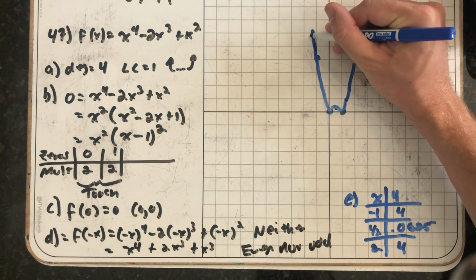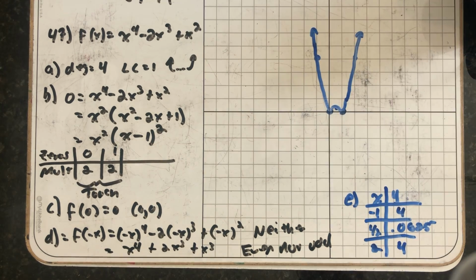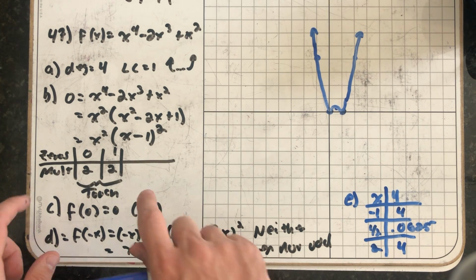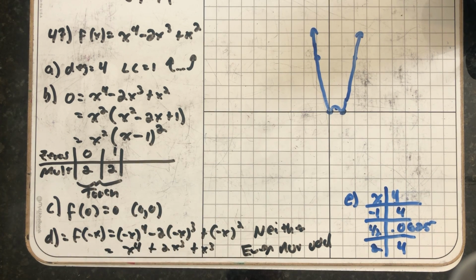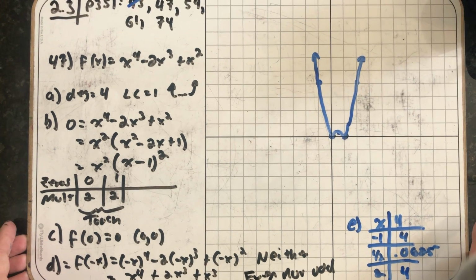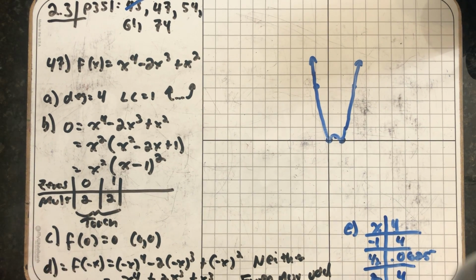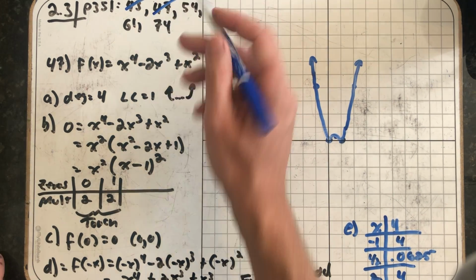I think if we looked at this on our graphing calculator, we probably wouldn't even be able to tell there was a bounce there. So one of the things I always like to point out is that by graphing this by hand and understanding the zeros and their multiplicity, I've actually been able to generate a better graph than I get from my TI-84. And that gets us through number 47.